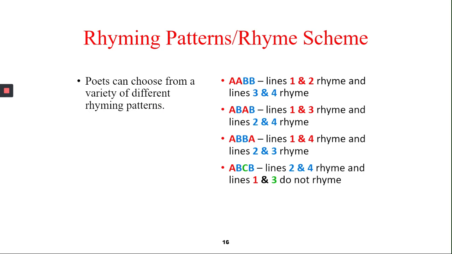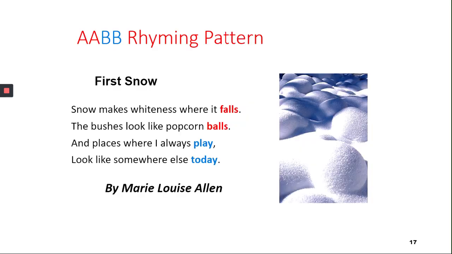So for examples here, for the AABB rhyming pattern, the example is the stanza from First Snow by Mary Louise Allen. Snow makes whiteness where it falls. The bushes look like popcorn balls. And places where I always play look like somewhere else today. So as you can see here, lines 1 and 2 rhyme. Lines 3 and 4 rhyme.